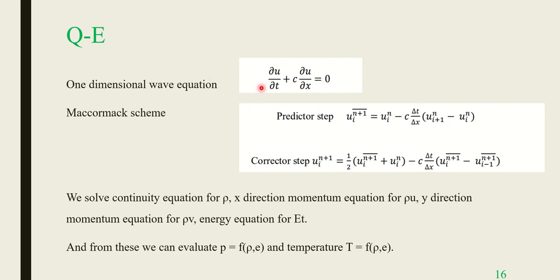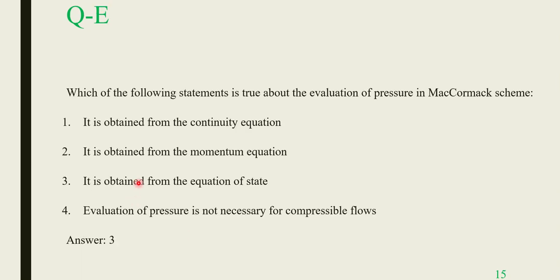So we solve the continuity equation for rho, the x direction momentum equation for rho u, the y direction momentum equation for rho v, and the energy equation for et. And from these we can evaluate pressure as a function of rho and enthalpy. Similarly, temperature is also evaluated as a function of rho and enthalpy. So we are not separately getting it from the continuity equation or the x momentum or y momentum equation or even the energy equation, but rather we are solving it from the equation of state. So the answer to this problem is that it is obtained from the equation of state.